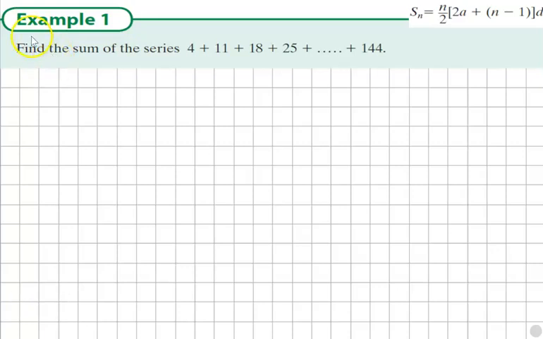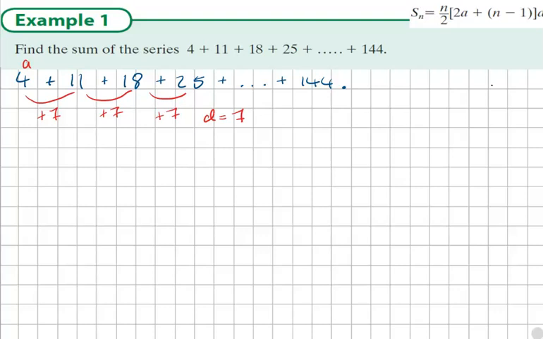Example 1. Find the sum of the series 4 plus 11 plus 18 plus 25 plus ... plus 144. The first thing we need to do is find A, the first term. So we just label the 4 as A, term 1.